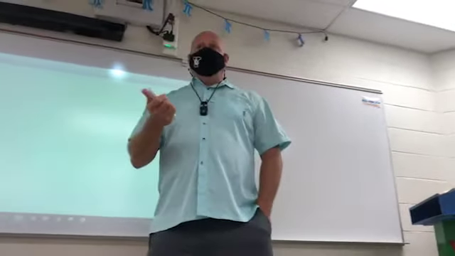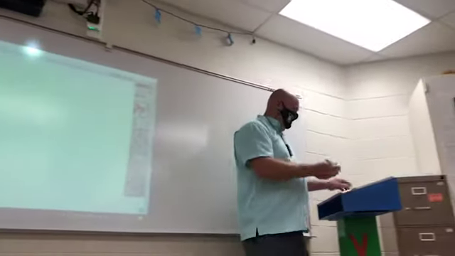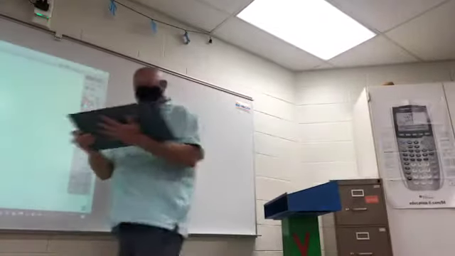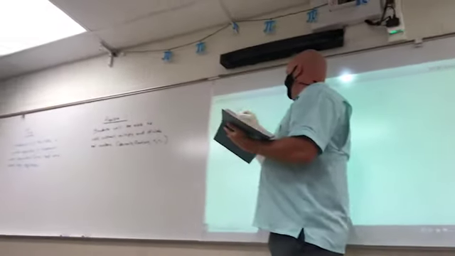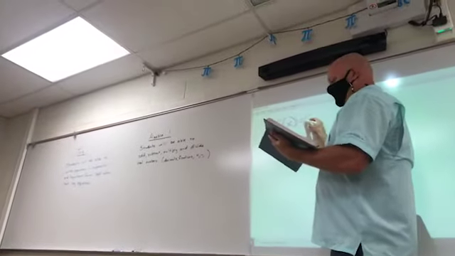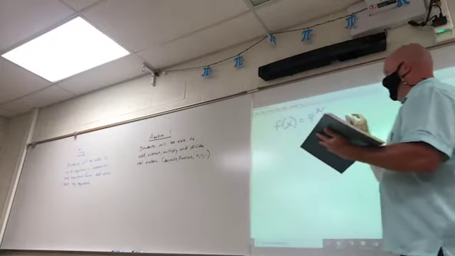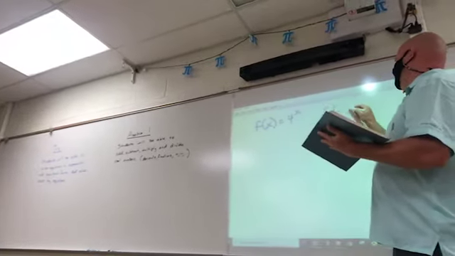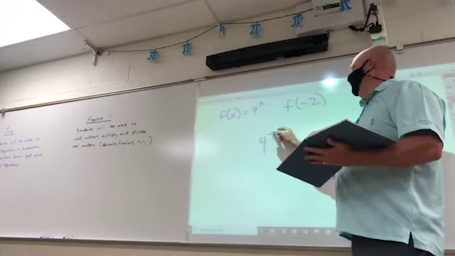So page 340. Which questions do you guys have? Yes, 4. So it's just f of x is equal to 4 to the x, and you're supposed to find f of negative 0.2. So what we have to just find is 4 to the negative 0.2.